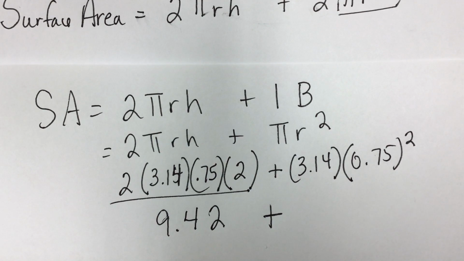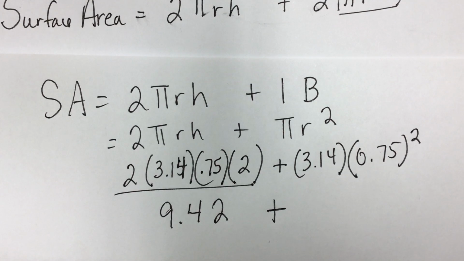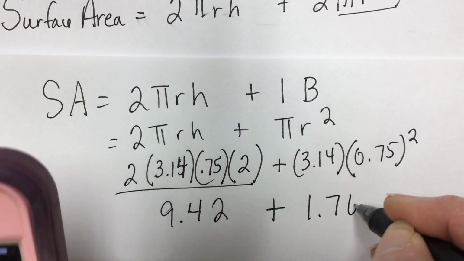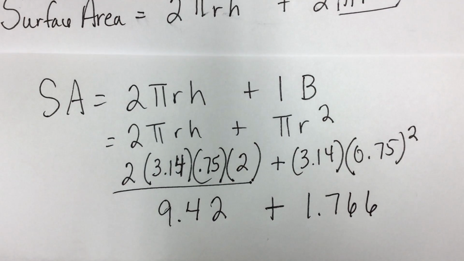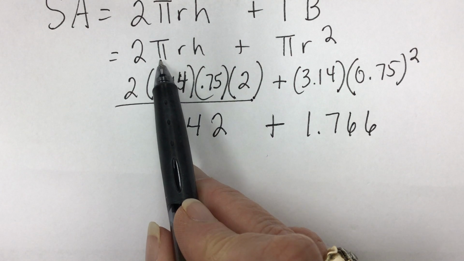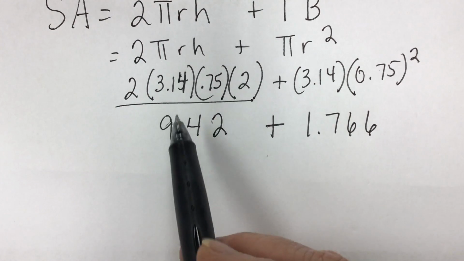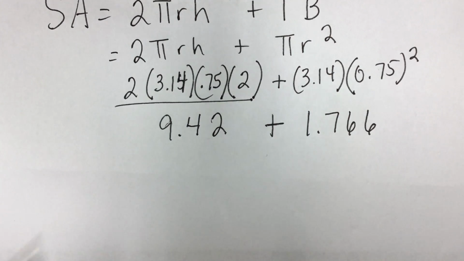And I'm going to keep several decimal places there. 0.75 times 0.75 times 3.14. I'm going to keep 1.766, okay? And here you can even use your pi button. It might be better just to use your pi button, and then that way it'll be more precise, okay?